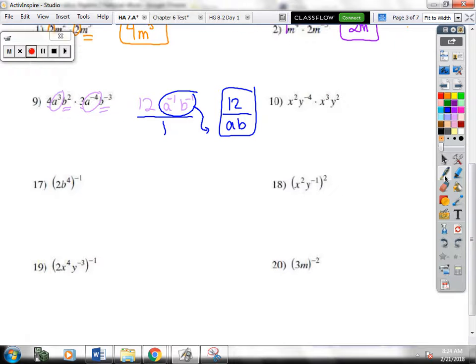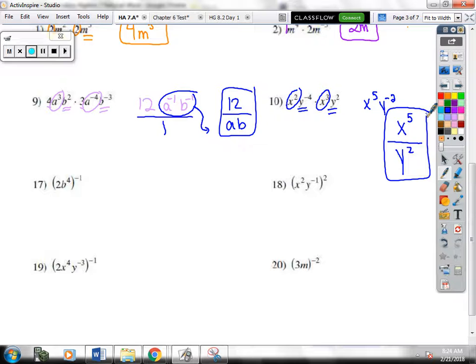Same thing, use your like terms. We have x's, 2 and 3, add those, we get x to the 5th. Y's, negative 4 plus 2, negative 2. And then move that to the denominator. So x to the 5th would stay upstairs, but y squared would move to our denominator and become positive.